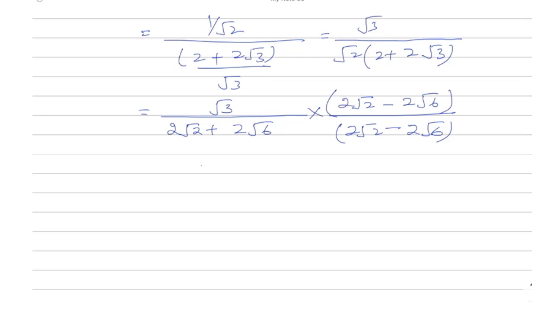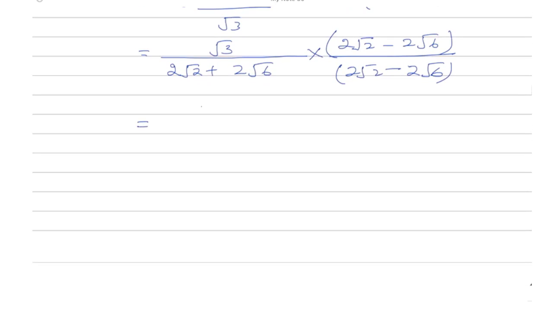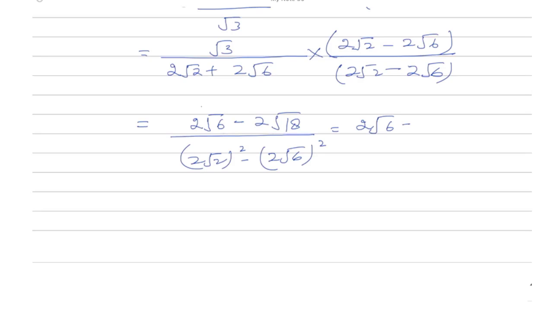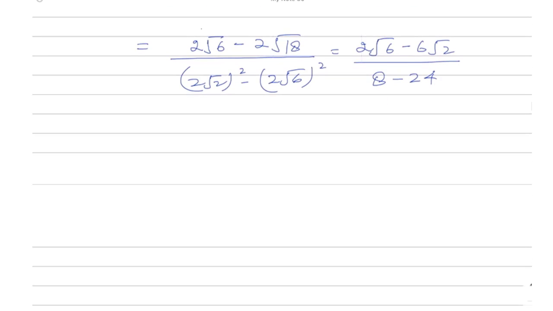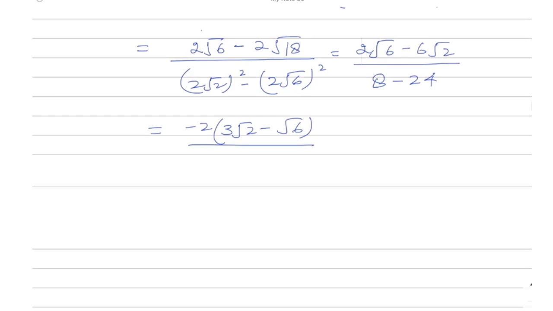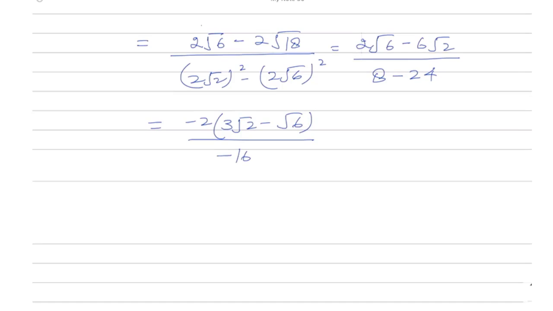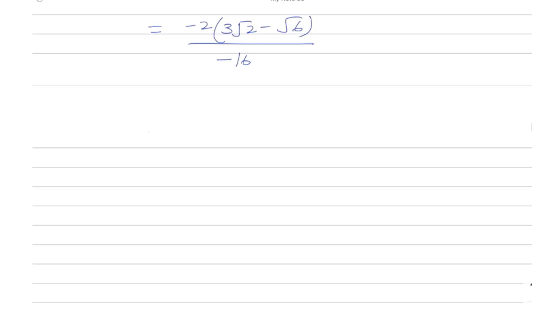Which is equal to 2 root 6 minus 6 root 2 and 8 minus 24. We take minus 2 common, so we have within bracket 3 root 2 minus root 6 divided by minus 16. So after simplifying we get 3 root 2 minus root 6 divided by 8. So this is the answer.